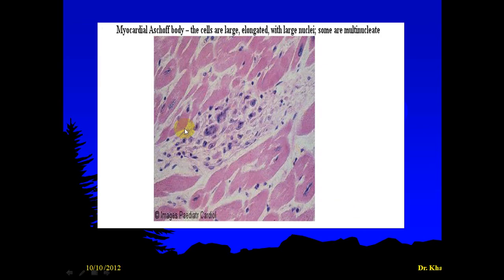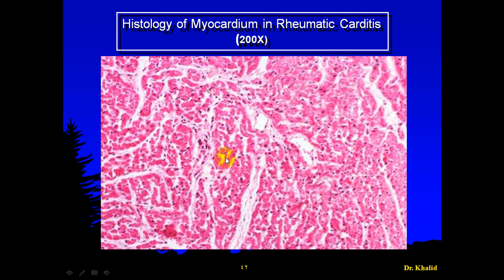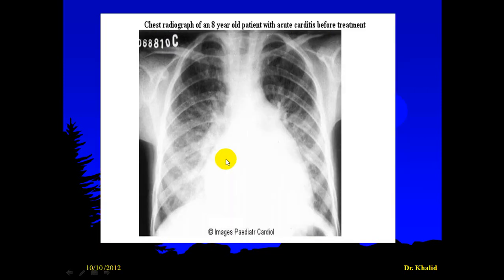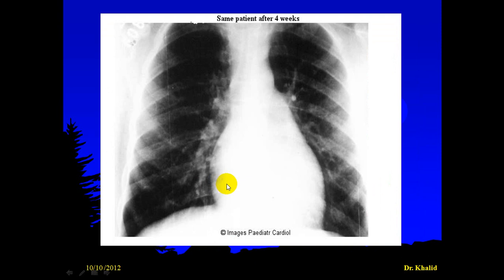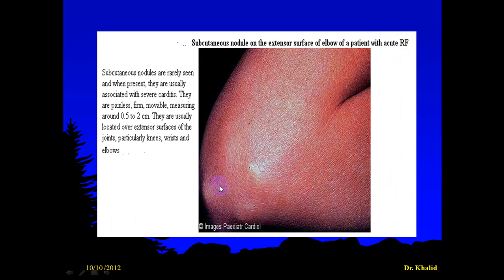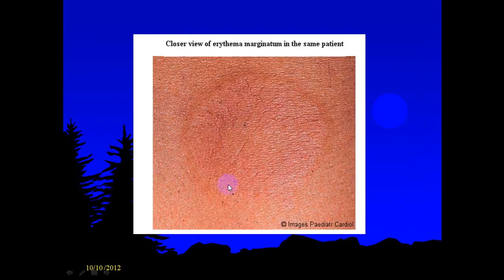This is the Aschoff nodules, and this is under a low power microscope, myocarditis, and a case of carditis with pulmonary congestion, and after giving treatment, the X-ray is more clear, and subcutaneous nodule, and this is erythema marginatum.